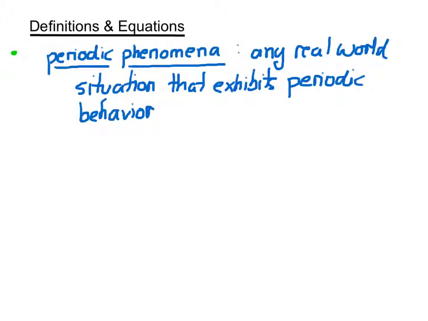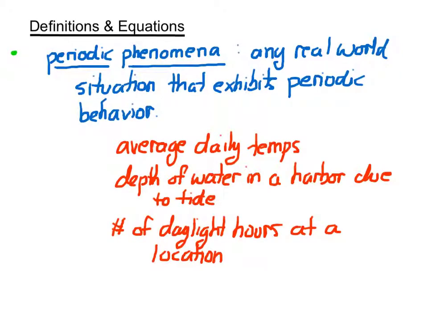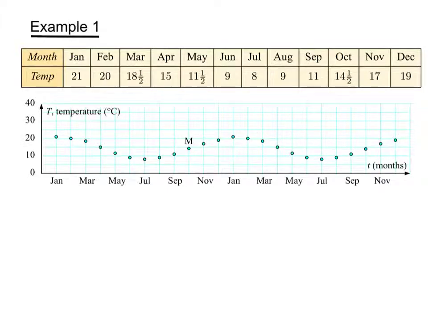If a real-world situation exhibits periodic behavior, then we can use the sine curve to model that behavior and predict future events. Here are a few examples of periodic phenomena. In all of these situations, average daily temperatures, depth of water in a harbor due to tide, and the number of daylight hours at a specific location are repeating or periodic, because they repeat with a pretty regular pattern. And if they do that, we can model them with a sine curve.